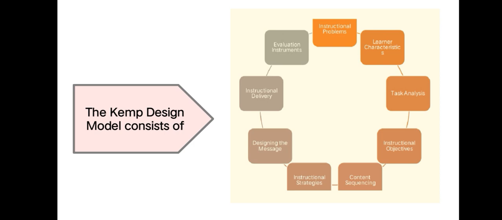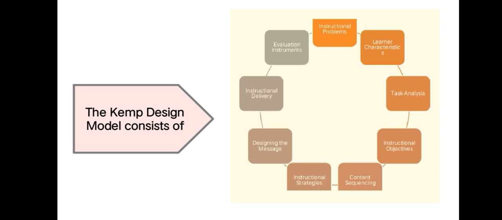instructional planning. The Kemp model design consists of 9. The first one is instructional problems, learner characteristics, task analysis, instructional objectives, content sequencing, instructional strategies, designing the message, instructional delivery, and evaluation instrument.